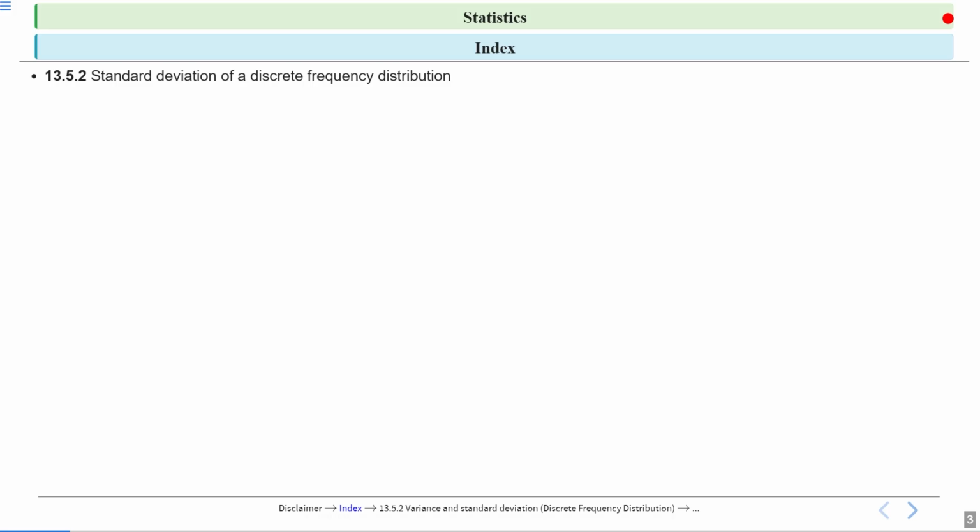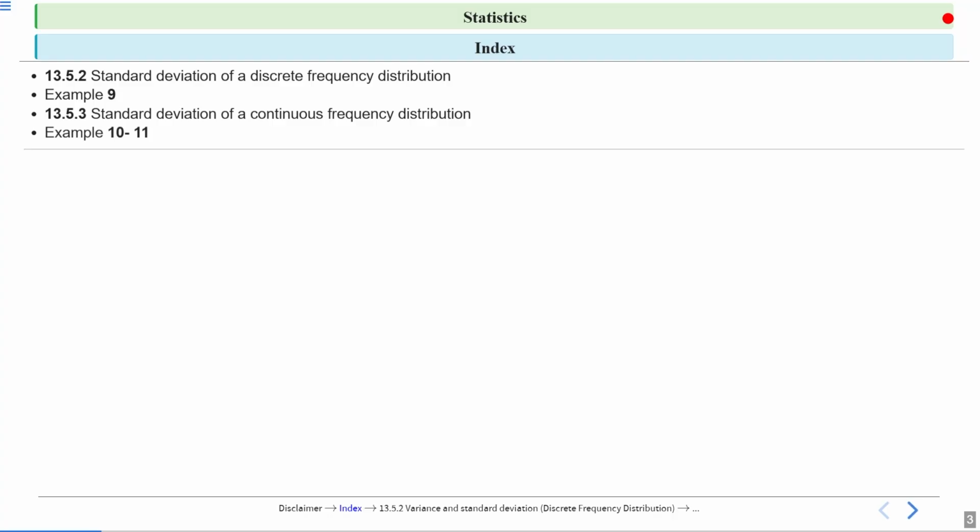So we will start with standard deviation of a discrete frequency distribution. Then we will solve example 9, which shows how to calculate the standard deviation for a discrete frequency distribution. Next, we move to standard deviation of continuous frequency distributions. Then we will solve examples 10 and 11, which will help us practice finding the standard deviation for continuous frequency distributions. So students, let's get started.